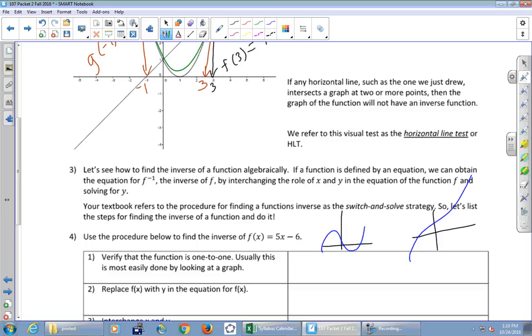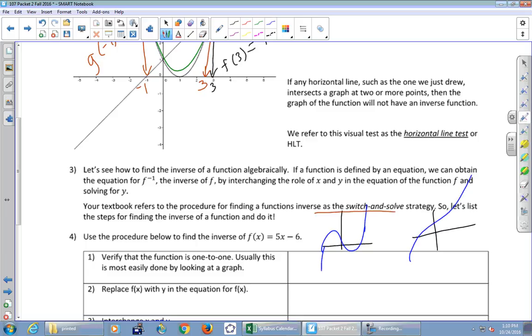Okay, so the question is, for each of these 2 graphs that I've just drawn in blue, is the inverse a function? Is the inverse a function? So if we look at the first graph, and you draw, for example, a horizontal line. Let me extend this a little bit. Okay, so we'll draw a horizontal line here.